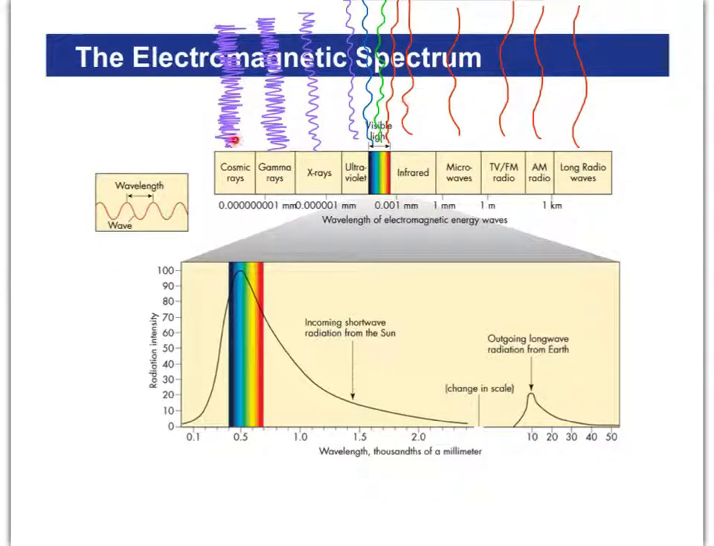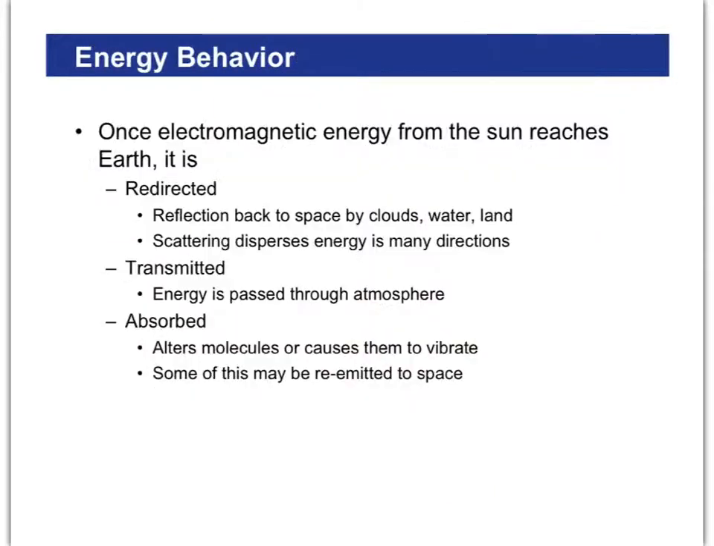So all these different waves interact with the atmosphere in different ways. First of all, what's one way it can interact with the atmosphere? Well, it can be redirected back out to space. I'll change to red right here. So you have the atmosphere. We'll say we have the Earth, right here. We have the atmosphere kind of above it.